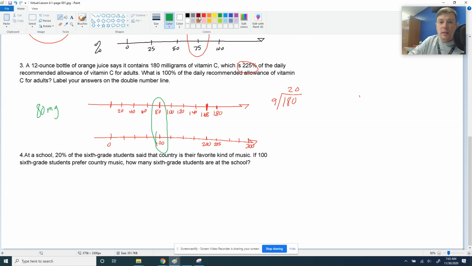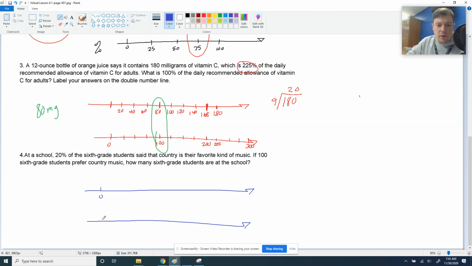All right, last one. At a school, 20% of the 6th grade students said that country music is their favorite. And 100 6th graders prefer country music. So how many of the 6th graders are at the school? I'm going to set up my double number line. My percentages are on the bottom. 20 is my percentage, so I'm going to split this up, counting by 20s: 20, 40, 60, 80, and 100. I get my other number up here.